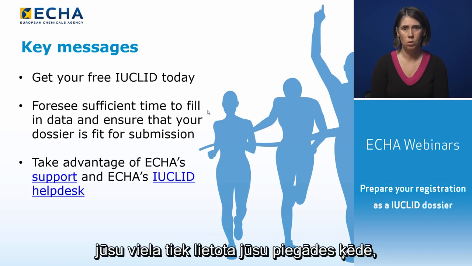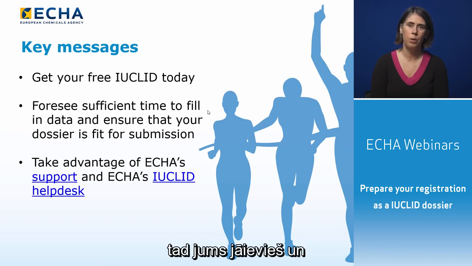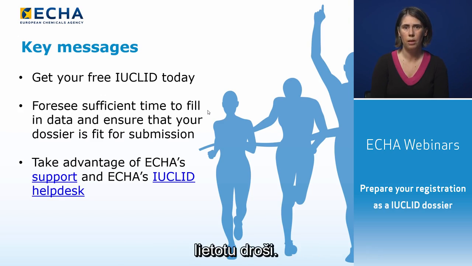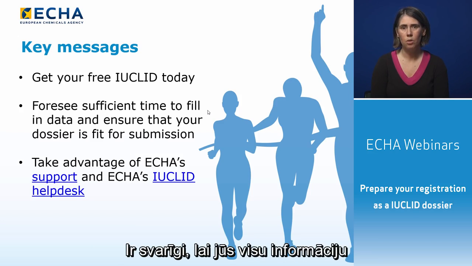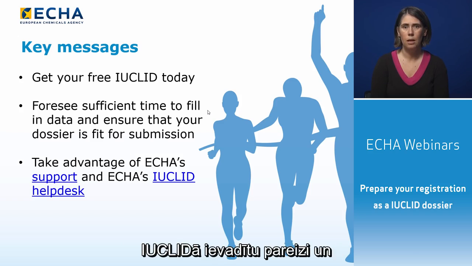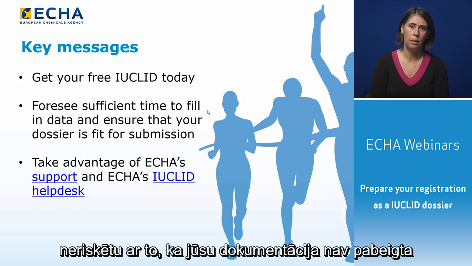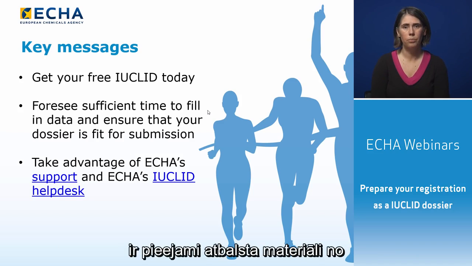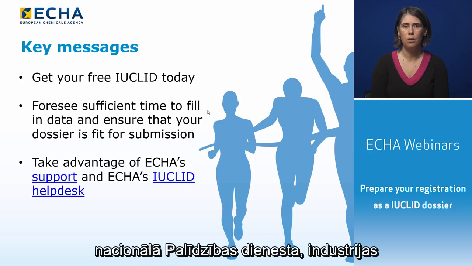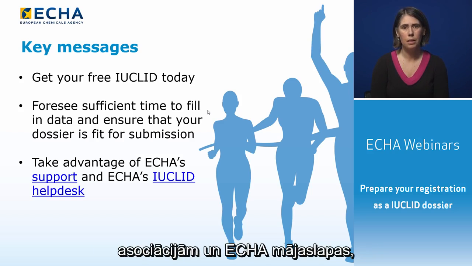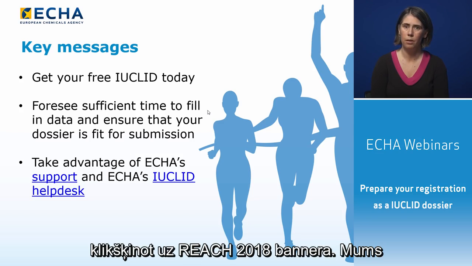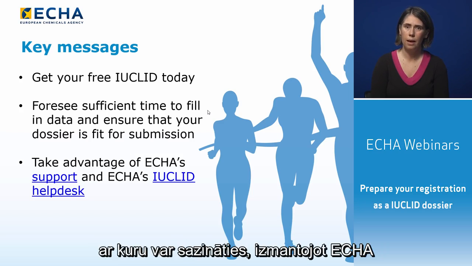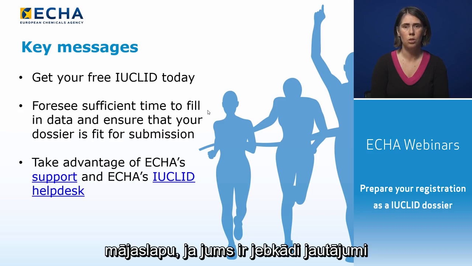You know how your substance is used in your supply chain, and that you have put in place and communicated the risk management measures needed to use your substance safely. It is important that you enter all this information correctly in IUCLID and not risk that your dossier is found incomplete or incompliant. And remember that support material is available from our national help desk and from industry associations, and from the ECHA website by clicking on the Reach 2018 banner. We also have a specific IUCLID help desk, which can be contacted via the ECHA website if you have any questions about IUCLID.